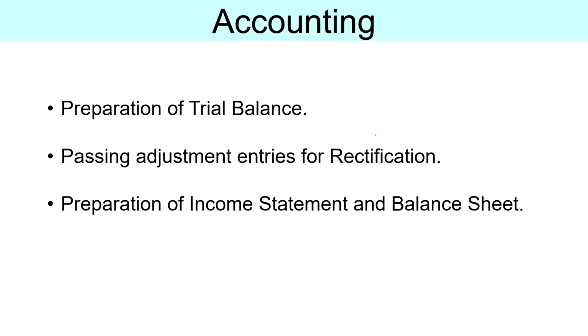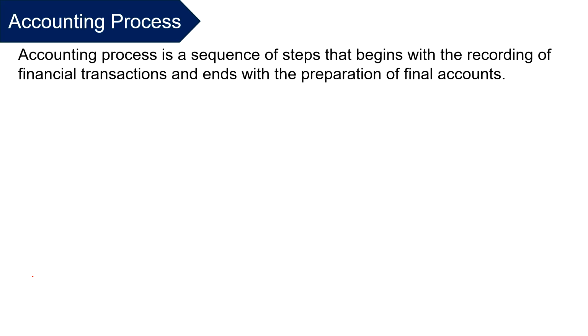Further, apart from recording and posting the transactions, accounting also involves preparation of trial balance, passing adjustment entries for rectification, and preparation of income statement and balance sheet. Further, for a better understanding of accounting, let us take a look at the accounting process. Accounting process is the sequence of steps that begins with the recording of financial transactions and ends with the preparation of final accounts, that is financial statements for the financial period.